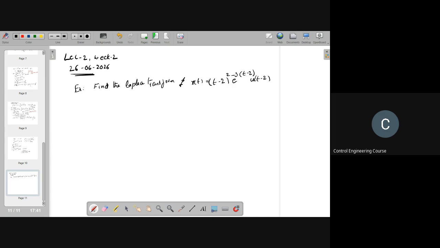Before going to this one, I wanted to ask you one question. How many of you know Fourier transforms? Good. Now, can you tell me what is the difference between Laplace transform and Fourier transform? Fourier is defined for discrete signals. Can't we find Fourier transform for continuous time signals?